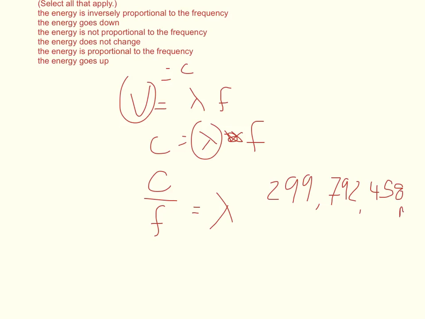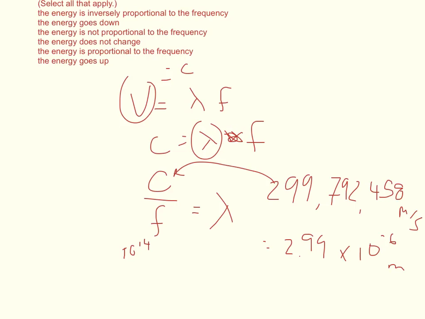So c over frequency is equal to the wavelength, and the speed of light in a vacuum is 299,792,458 meters per second, and so we can substitute that in for c. The frequency that we're given in this problem is 1 times 10 to the 14th. So right here we'll put 10 to the 14th as our frequency, and just by plugging in those numbers in the calculator, you should get that your wavelength is equal to 2.99 times 10 to the negative 6th meters. And that's part A.